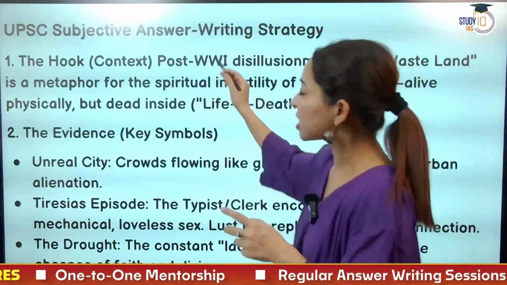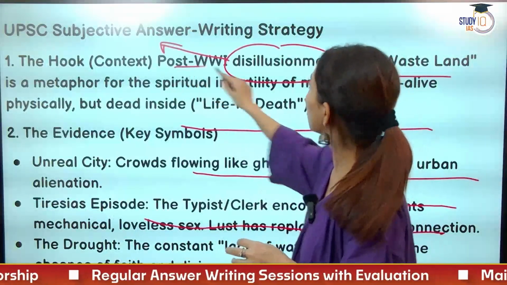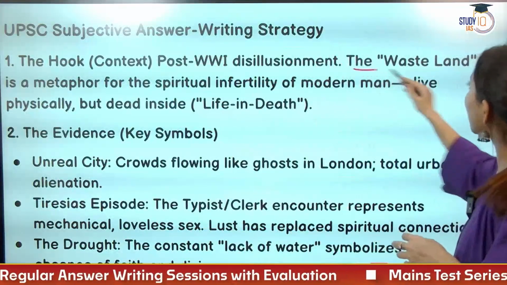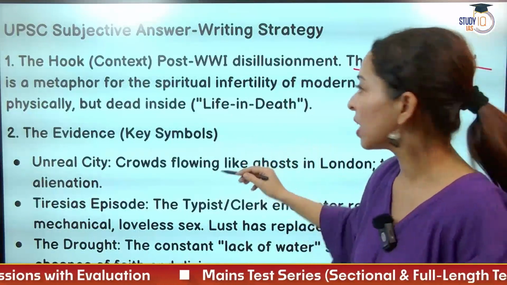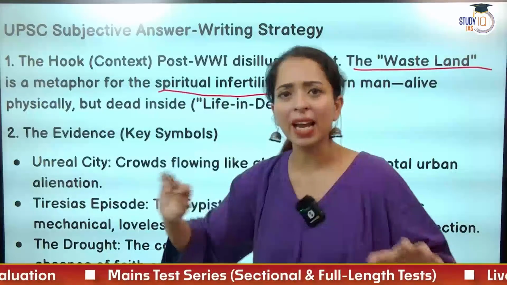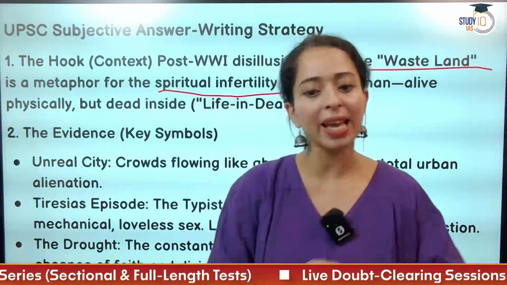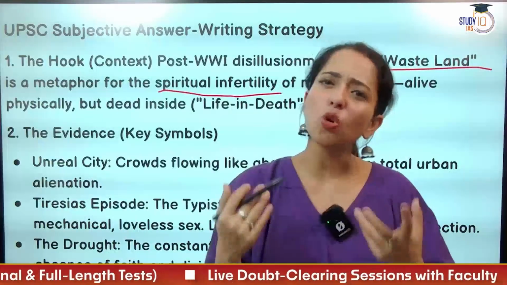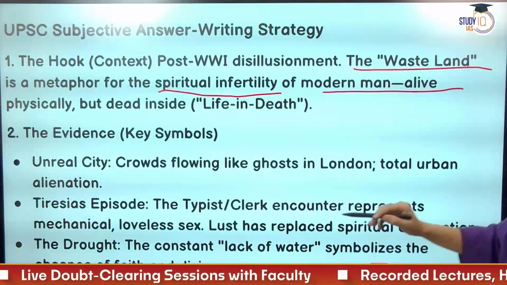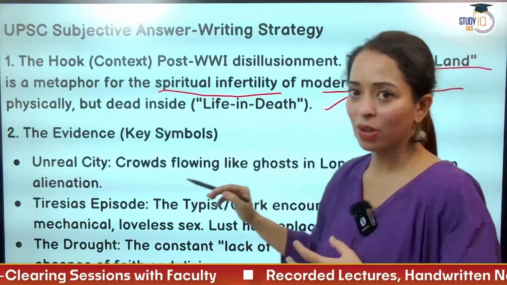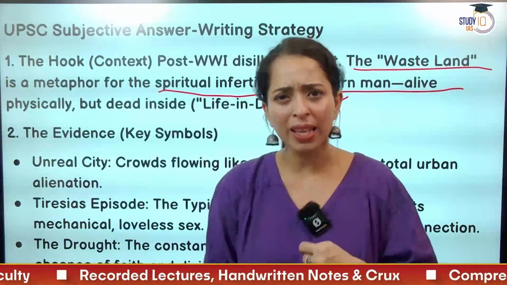So the context is the First World War, post First World War. Post First World War disillusionment, The Waste Land is a metaphor for spiritual infertility. Where everyone is spiritually infertile, they have no spiritual solace, no peace anywhere. There is no mental peace because there's so much spiritual dullness. And then, of modern man, alive physically but dead inside. Okay, so physically everybody is working, running, doing the jobs, but are they alive from inside?